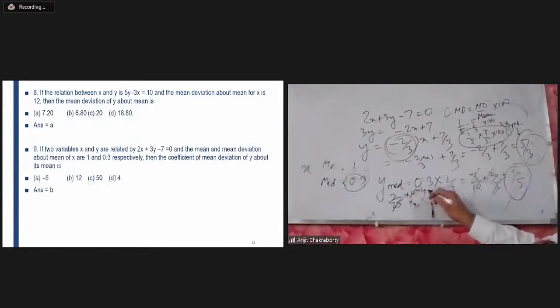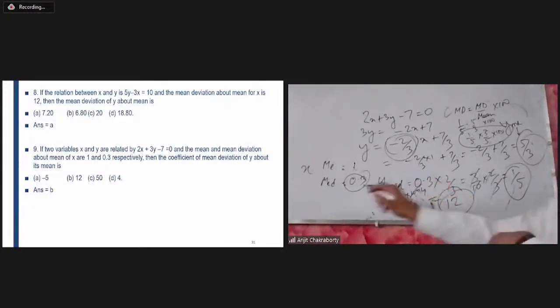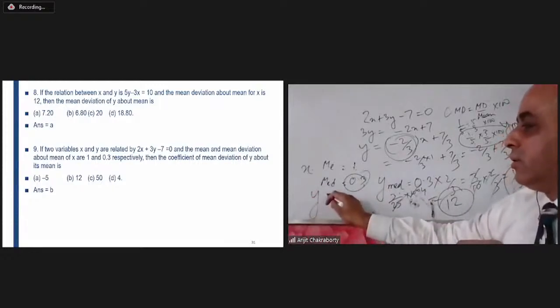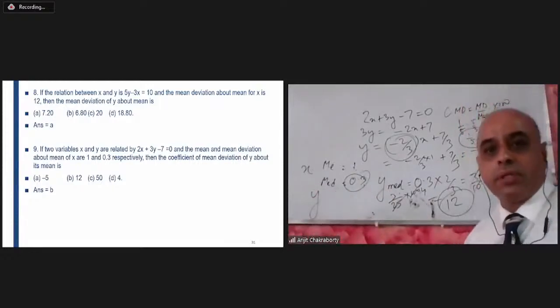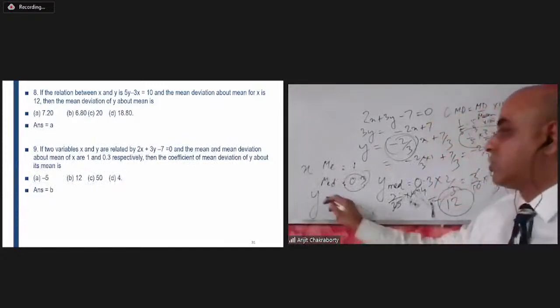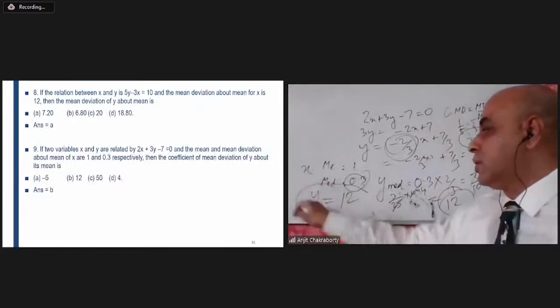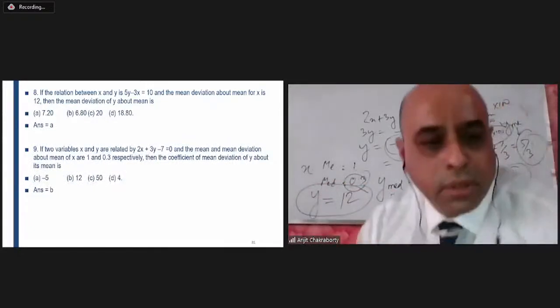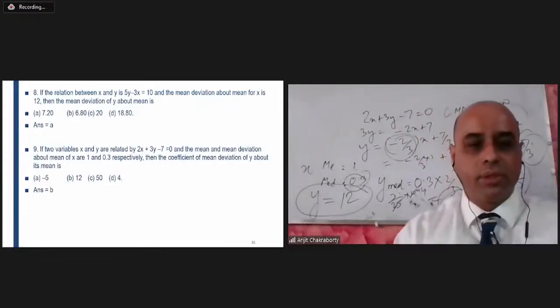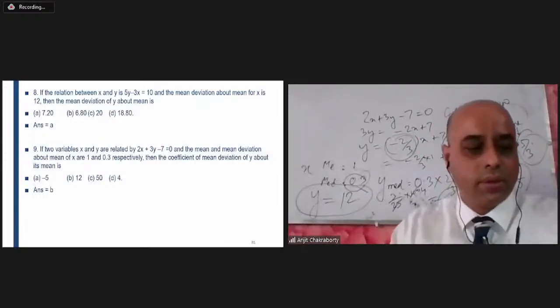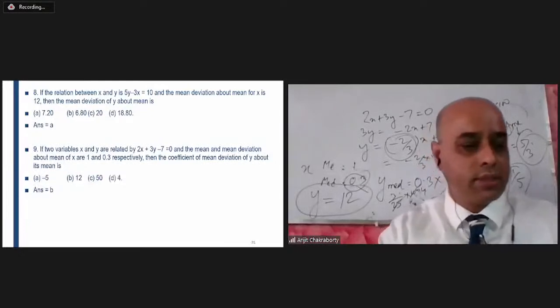25 4s are 100, 4 3s are 12. I'm getting the final answer 12. The coefficient of mean deviation of y comes to 12. So the option is option B, therefore, is the right answer. So we have solved it out. Ninth one is B. Yes, thank you.